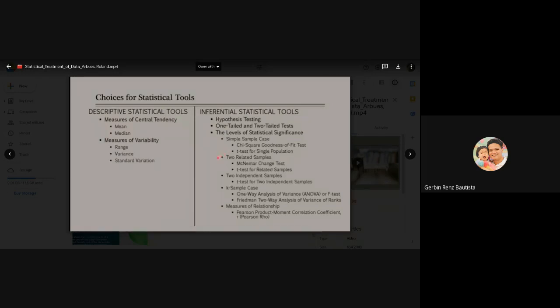There are the two related samples tests like the McNemar change test and the t-test for related samples. Then we have the two independent samples using the t-test for independent samples and the chi-square. Under the k-sample case, two options are the one-way analysis of variance, or ANOVA or F test, and the Friedman two-way analysis of variance by ranks. For the measurement of relationship, we have the Pearson product moment correlation coefficient, r, or the Pearson rho.